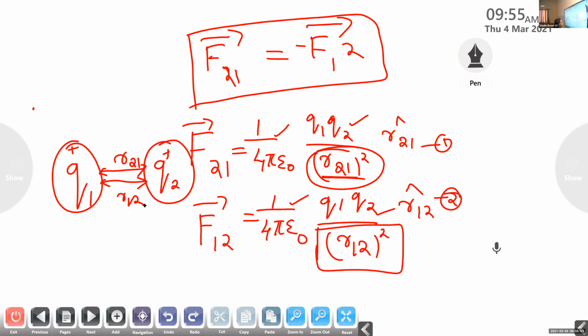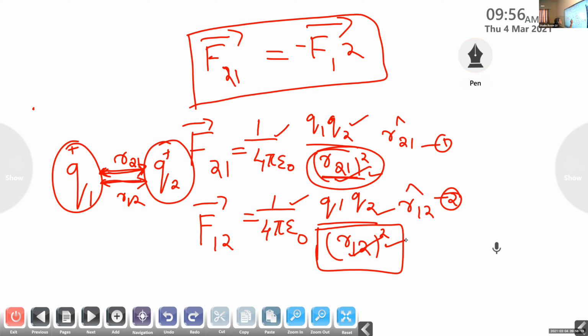Are they equal or not? Yes, they are equal. These two charges are separated, or repelled, by equal distances. So we don't have any confusion. These two terms are equal. R21 and R12 both are equal because they are the separation of the charges, and the distance between the charges is also equal. So these two terms of the equations are also equal.